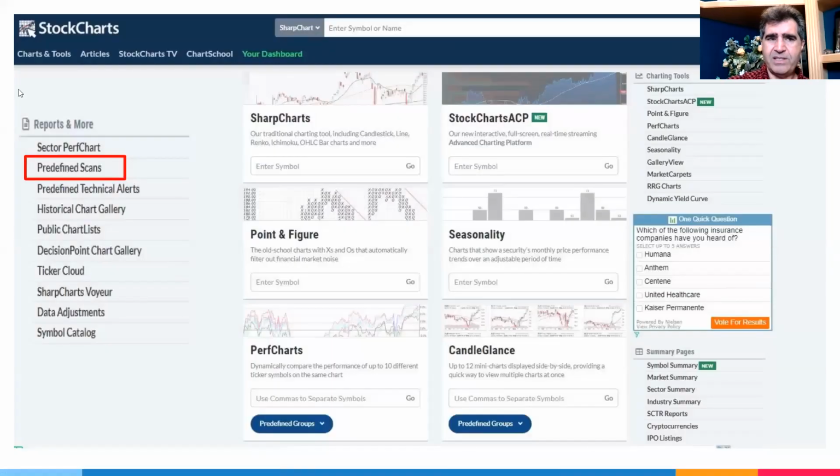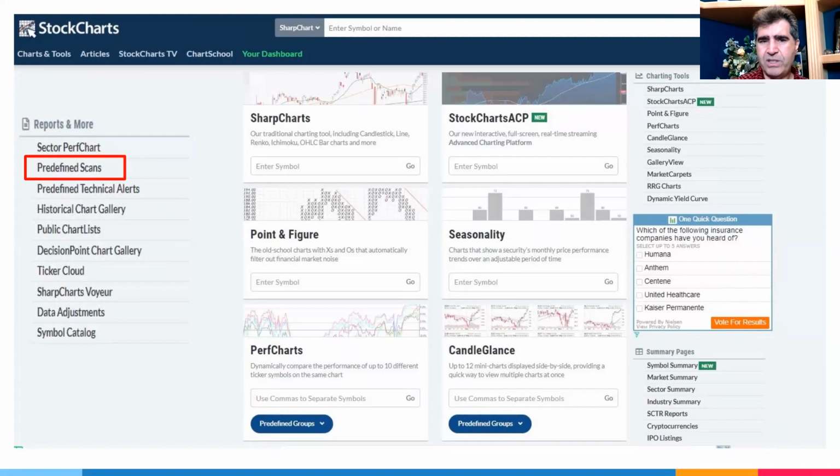The second one is StockCharts. And for StockCharts, again, it's a free service. They do have a premium one, both Finviz and this, but I don't think you need it. So basically, go to charts and tools. This is the main menu. As you scroll down on the right side, you end up seeing the reports and more. And there's something called predefined scans. So this does it at the end of the day. It's not live, so you have to wait till end of the day.